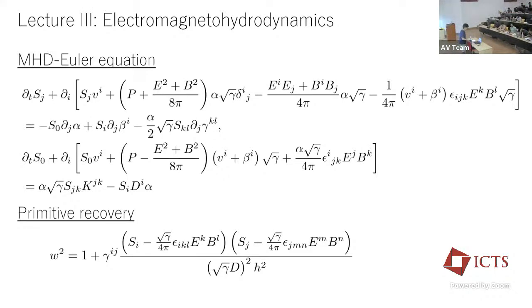And also, in this system, because we write it down in a conservative form, we need a primitive recovery, which means that we have to determine the Lorentz factor, rest mass density, and specific entropy from the conservative quantities. To do that, the equation for the Lorentz factor is useful, which is given by the conserved quantities completely.